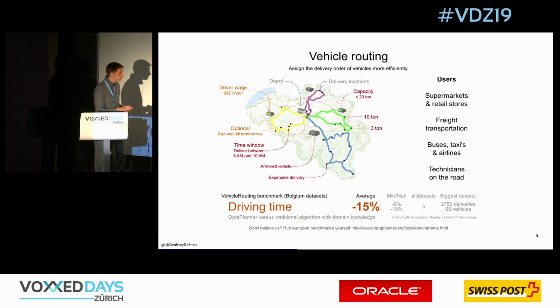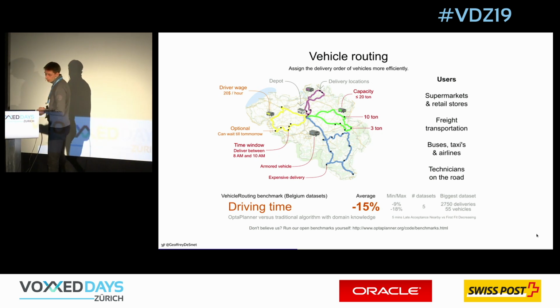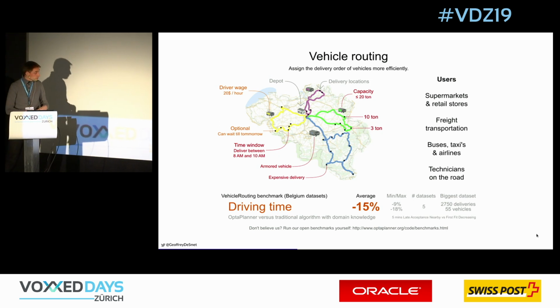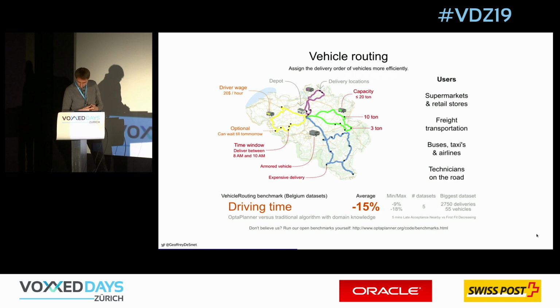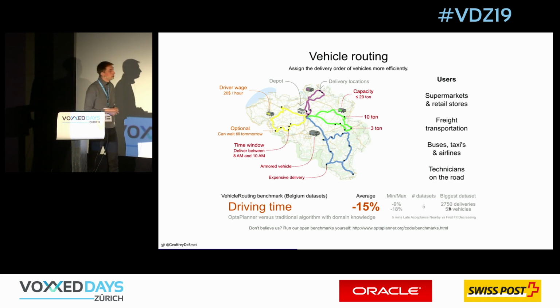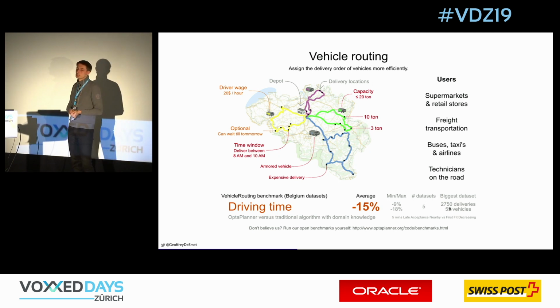And we've actually done benchmarks. We've used the academic data sets and compared the traditional algorithms on the Belgium data sets, and there are 5 of those. They go up to 2,700 deliveries, and this is the difference you get. You get a driving time difference of 15%, so you actually reduce the driving time by 15%.